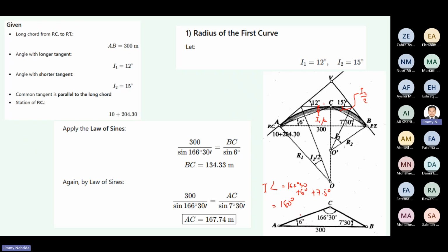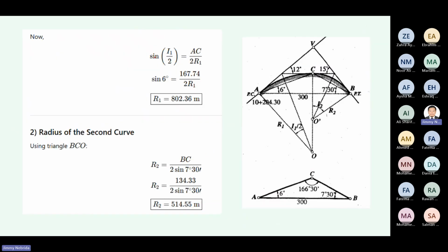Now, it's easier now to calculate this AC and BC. Just sine law. For example, 300 opposite, which is sine of 166 degrees and 30 minutes, is proportional to BC and the opposite. That's why we can calculate our BC. Here we can also calculate AC. Once we have BC and AC, then it's easier now for us to calculate the first radius.